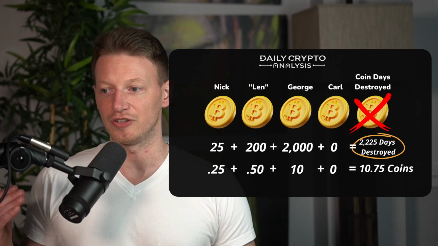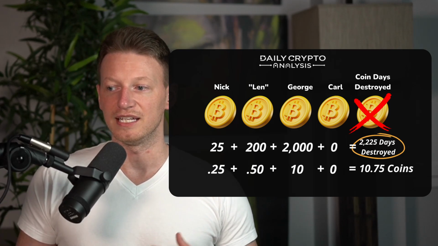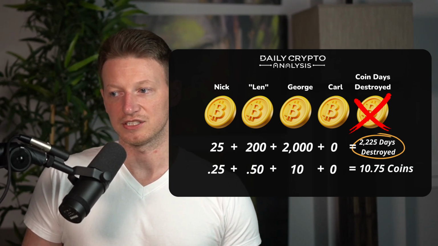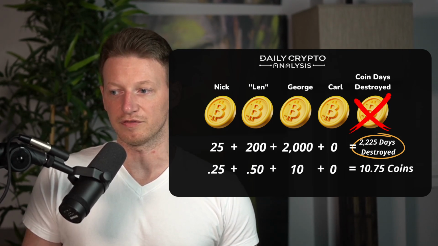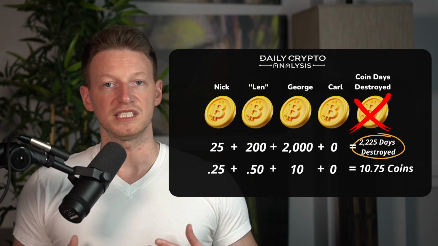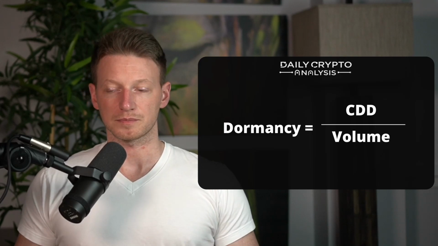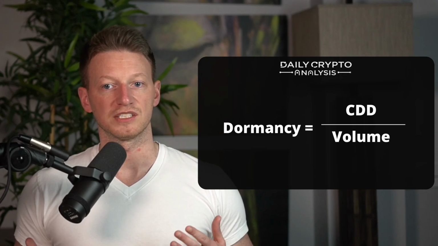All right. So what we do is we take the sum of those coin days that were destroyed. In this case, it's going to be 2,225. And then we also need to know the number of Bitcoin that there were. Okay, so 10.75 Bitcoin in this case. All right, so this is the coin days destroyed, and then we need to keep in mind this number of coins. And the reason for that is this final metric that we're going to look at is called dormancy. Dormancy is the number of coin days destroyed divided by the number of coins. So this basically tells us, on average, how many coin days were being destroyed.